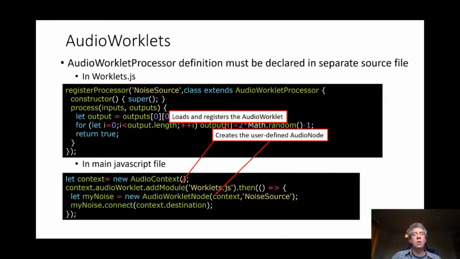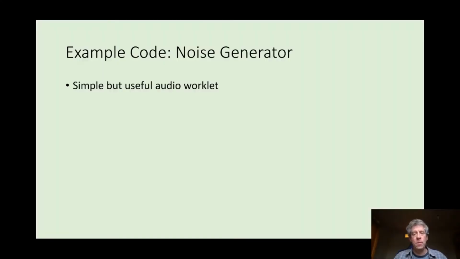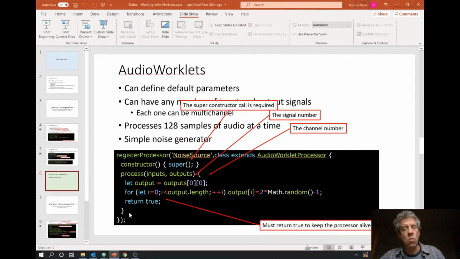Now we can work with that worklet just like any other. We can connect it, we can disconnect it, we can create multiple copies of the worklet, we can connect it to different things in different ways, very similar to what we've done. In this case, our worklet does not take any inputs, or at least does not do anything with any inputs that are connected to it. And all it does is output one channel of noise. So now let's hear what that does.